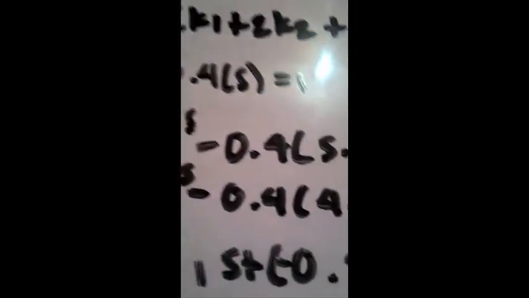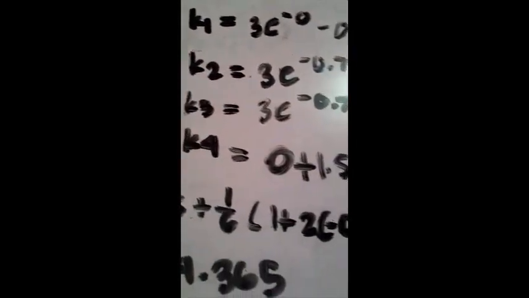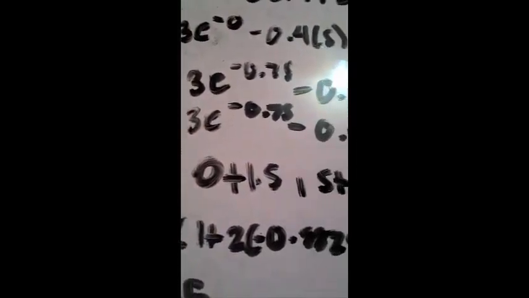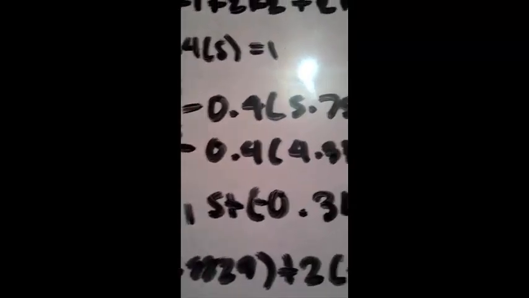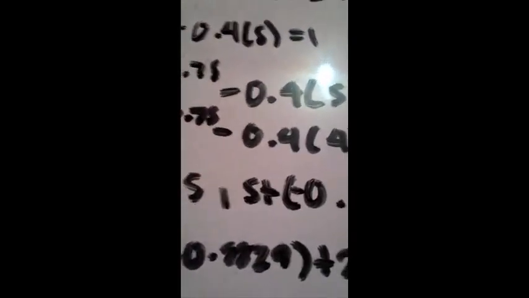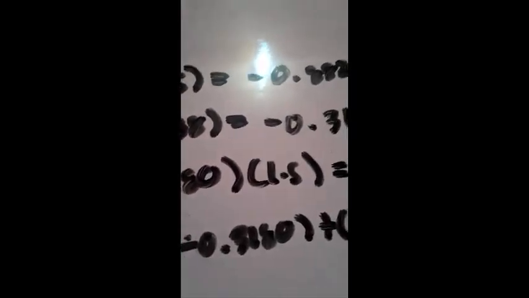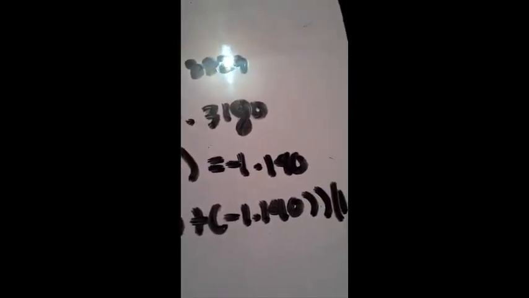Our k2 is 3e raised to negative 0.75 minus 0.4 times 5.75, which is equal to 0.8829. Our k3 is equal to 3e raised to negative 0.75 minus 0.4 times 4.338, which is equal to negative 0.3180. Our k4 is equal to 0 plus the step size 1.5, and 5 plus negative 0.3180 times 1.5, which is equal to negative 1.140.